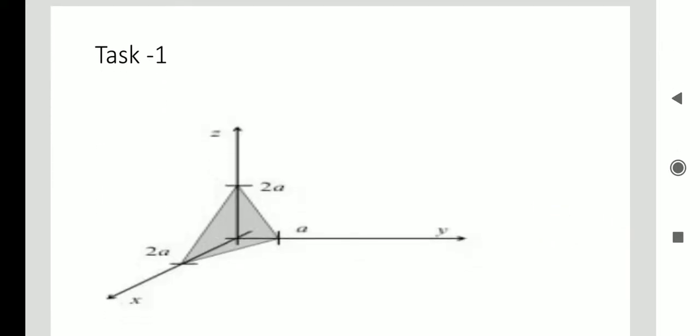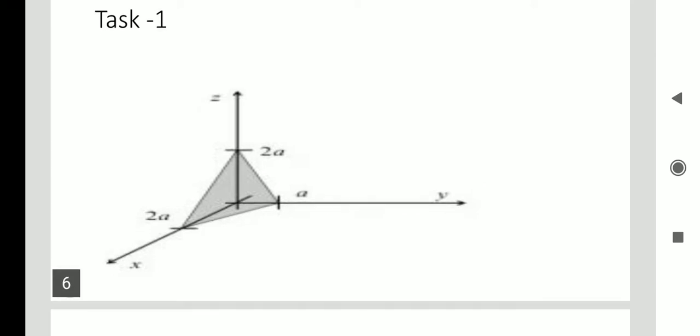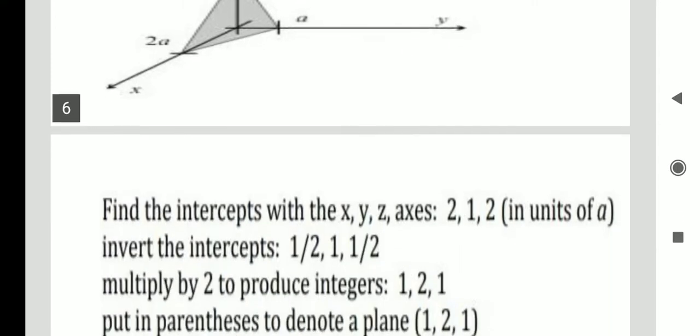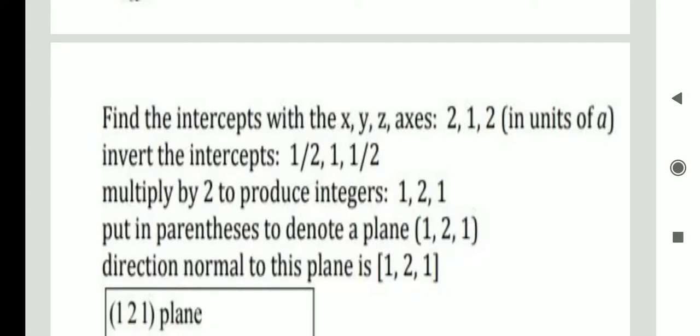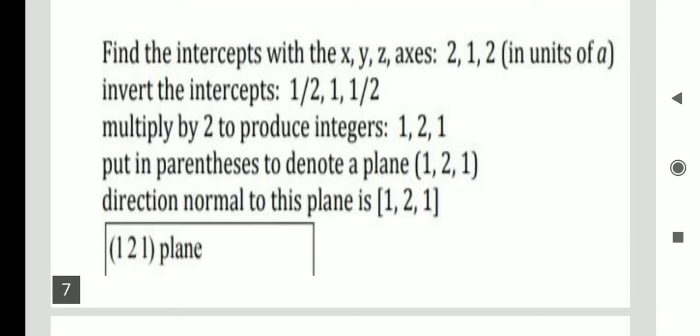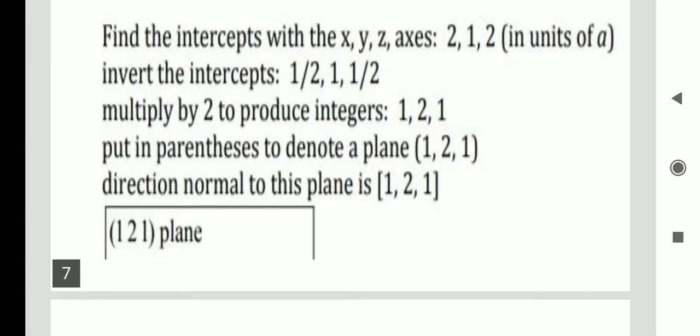We have some tasks. Let us consider a particular crystallographic structure with x, y, z as the crystallographic axes. The parameters we need to consider are the intercepts. On the x-axis, the intercept is 2, where a is the unit. On the y-axis, the intercept is 1. On the z-axis, the intercept is 2. So the intercepts are 2, 1, 2. The first step is to change into reciprocal form, then clear fractions. So 1 by 2, 1, 1 by 2. The answer, 1 2 1, is the Miller indices.